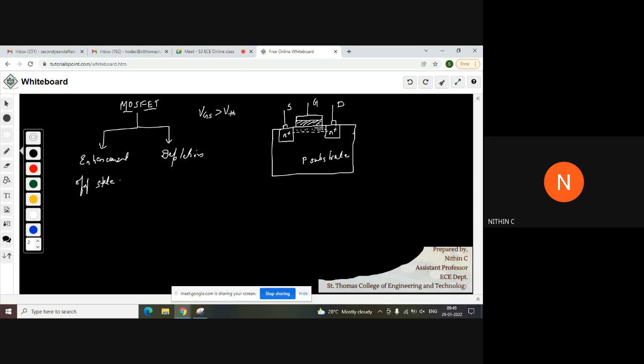And now you are having a channel for the electrons to move from this region, that is from the source to drain. If you are connecting a positive over here and negative. So the potential that you will be connecting, I don't know whether you can see this.